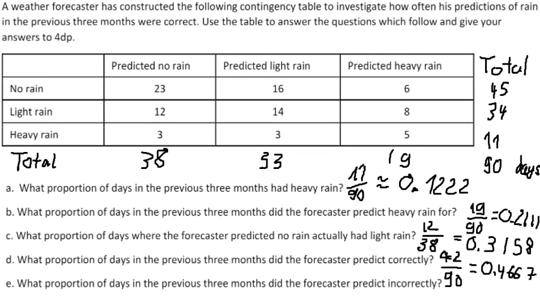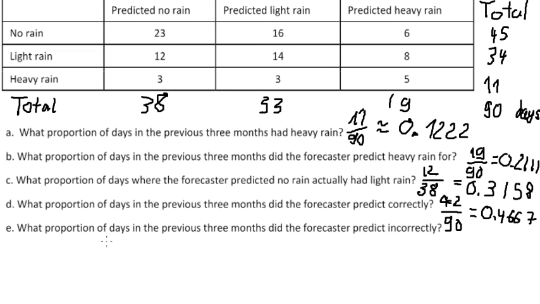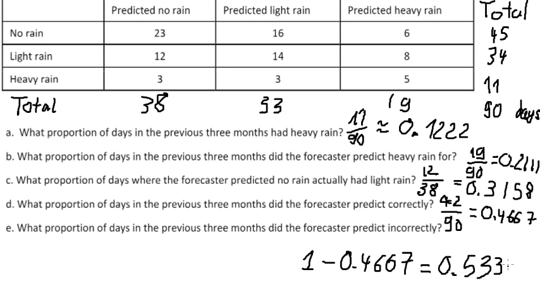And the last one, what proportion of days in the previous 3 months did the forecaster predict incorrectly? About this one, we just use 1 minus the proportion of correct. So that should be about 0.4667. So we got the final answer. That is about 0.5330. And this is the final answer.